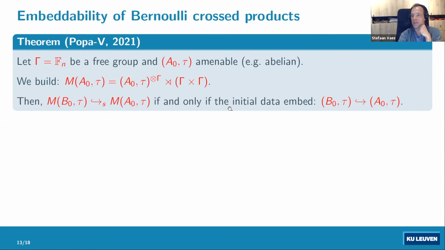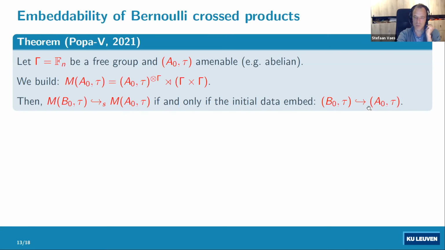And the theorem that we proved earlier this year with Sorin Popa is that in this specific case, embeddability is extremely rigid, because you can abstractly embed such an algebra in another one of the same nature, even stably, only if you can do it for canonical reasons, because already on the level of the initial data, there is a trace preserving embedding.